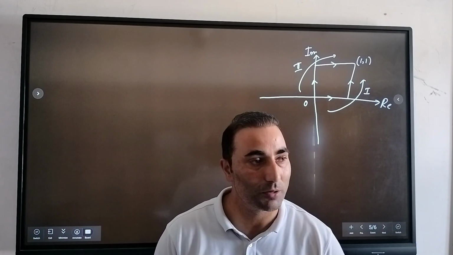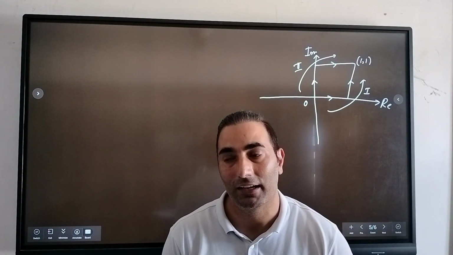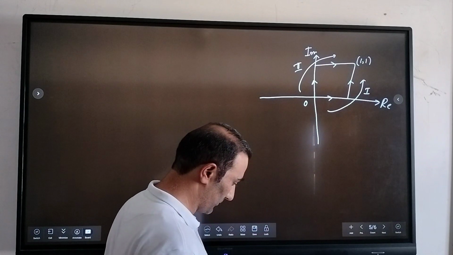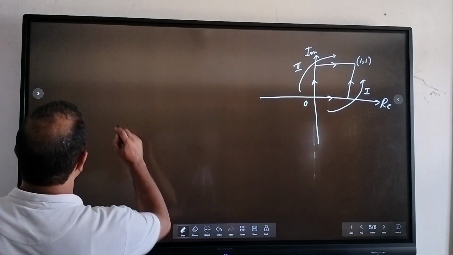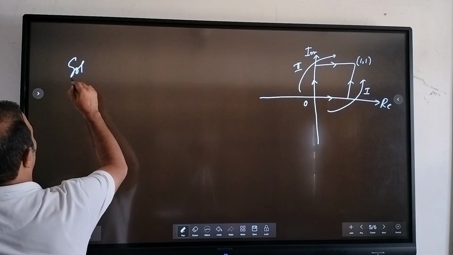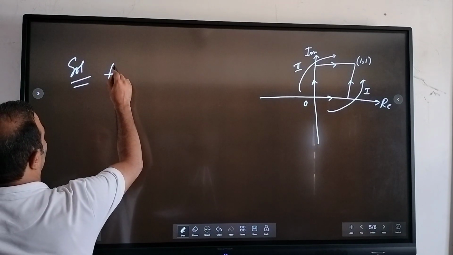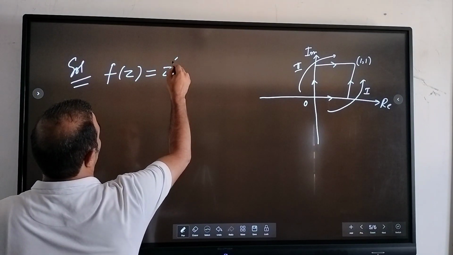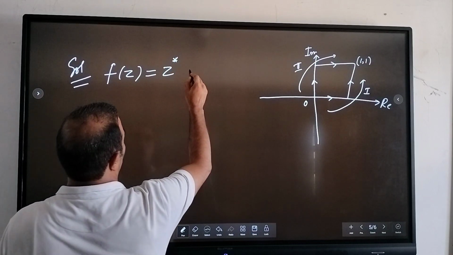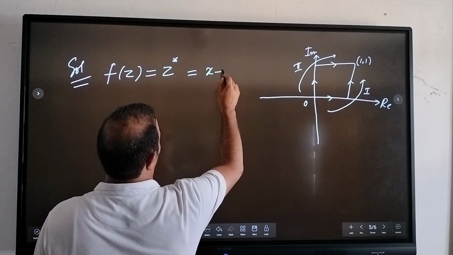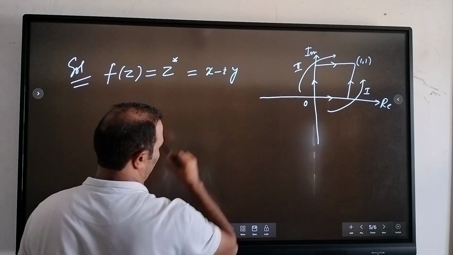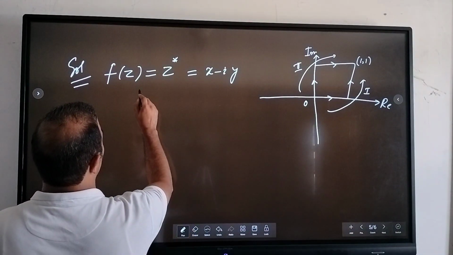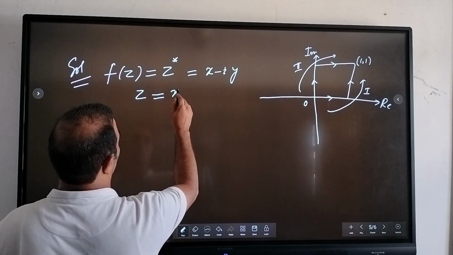We usually use the Cauchy integral theorem where our function is analytic, right? So let us solve this problem. That means we can write what our integrand is here. That's our z star, and this will be equal to x minus iota y. So that means our z will be x plus iota y.